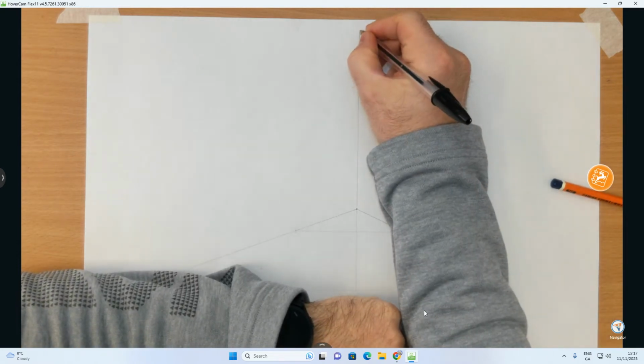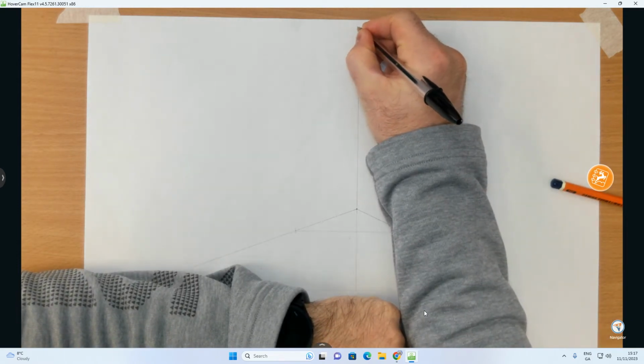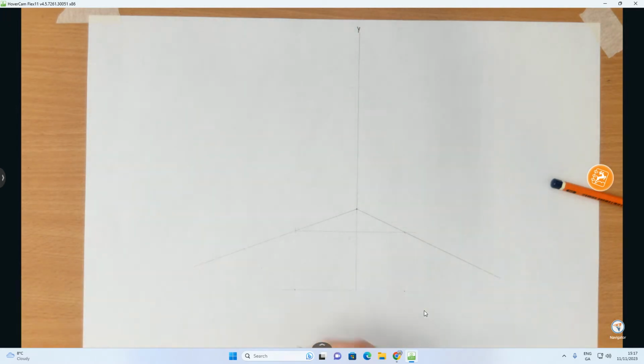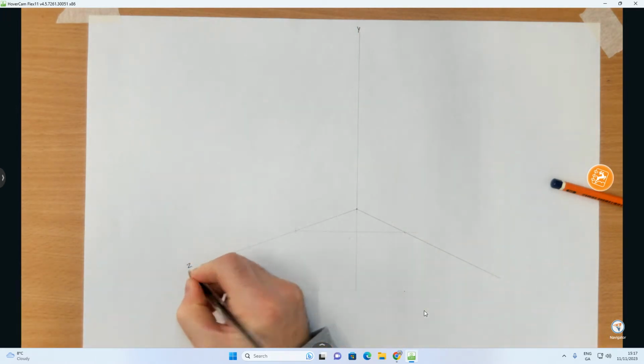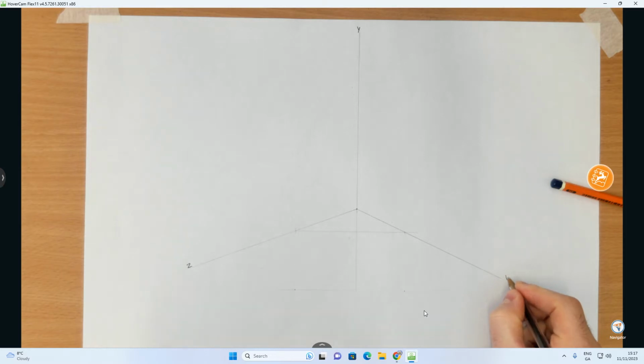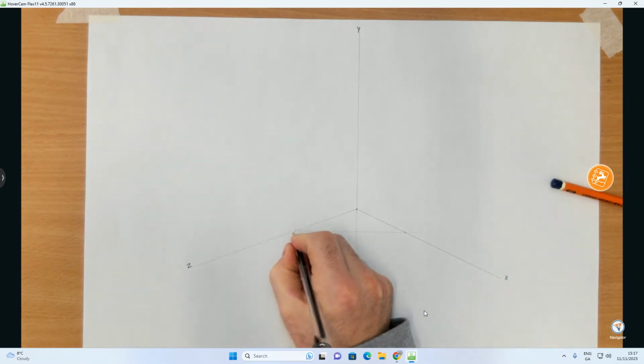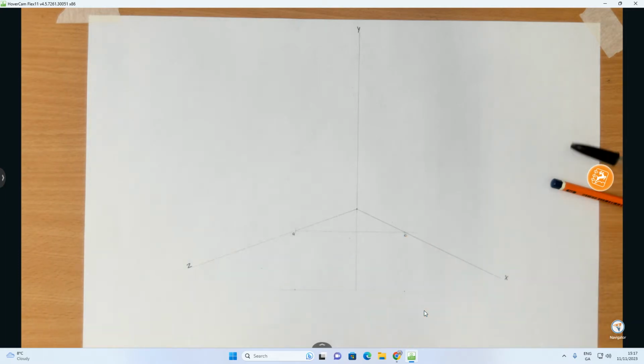So this one up here was my Y. I want to label this one out here as my Z, and this one out here is my X. Okay, I've also got A here, C here, and what we're lacking then is obviously B at the top.